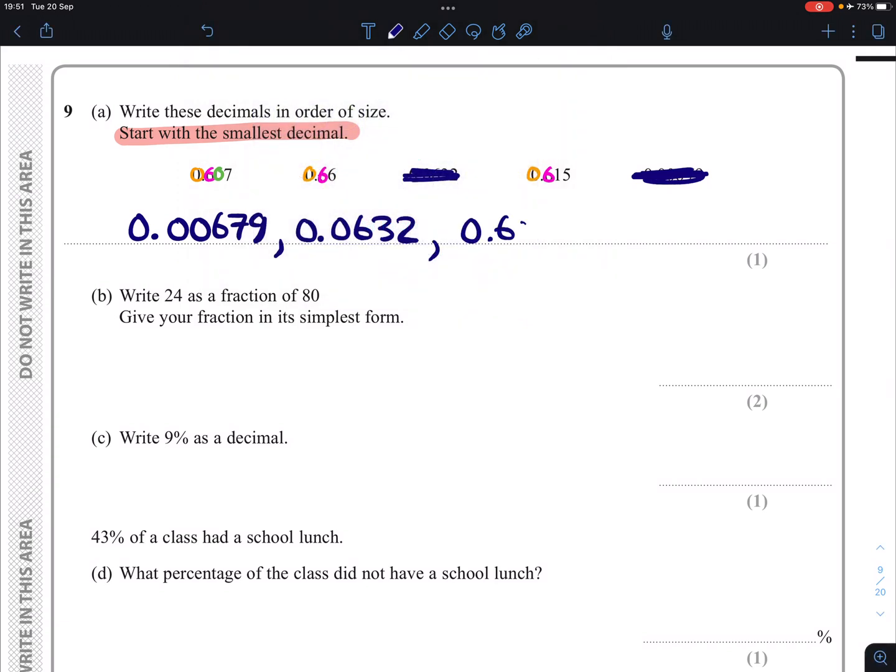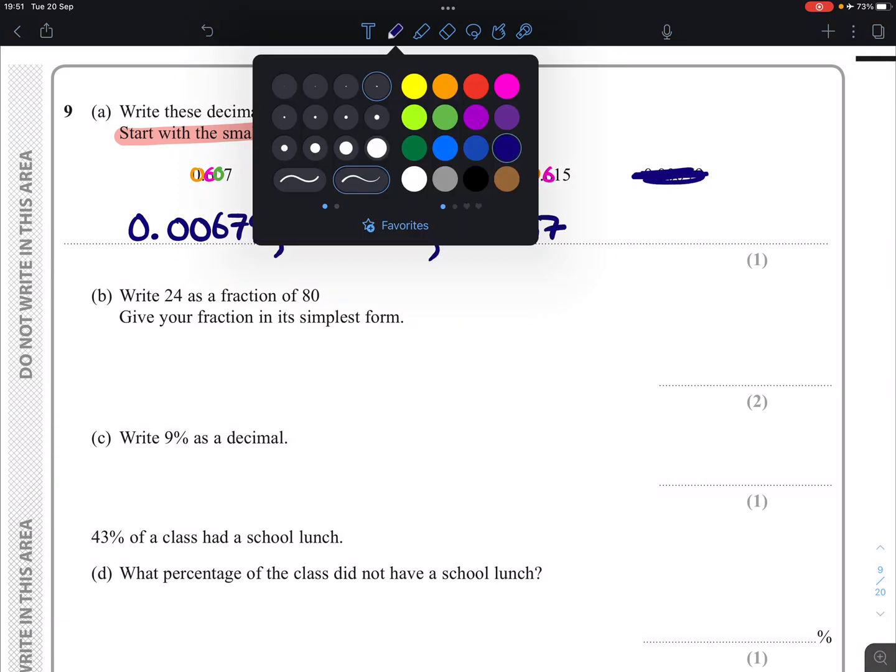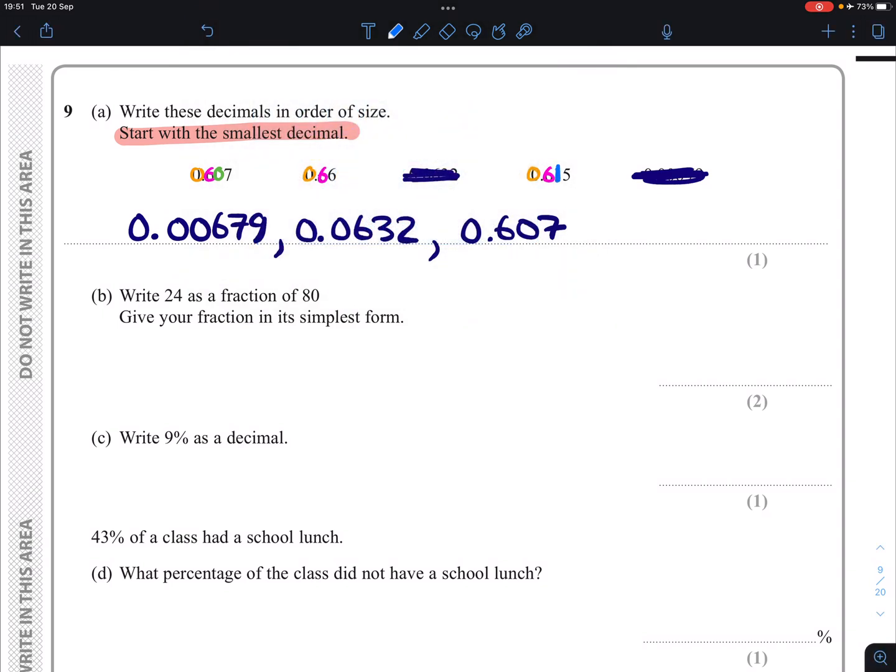So we have 0.607. And then we have a 1 here, which is smaller than the 6. So the next number I'm going to write is that last one, 0.615. And then after we've got rid of those two, that leaves us with one more, 0.66. And of course we can erase all this so that you can see the numbers originally. That's it in order of size from smallest to biggest.